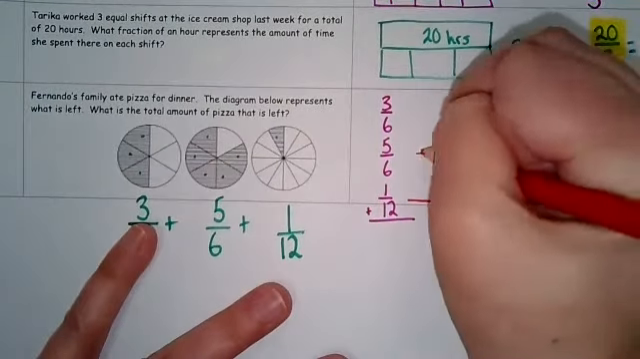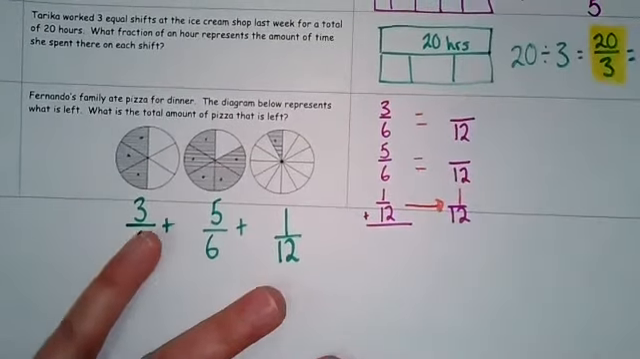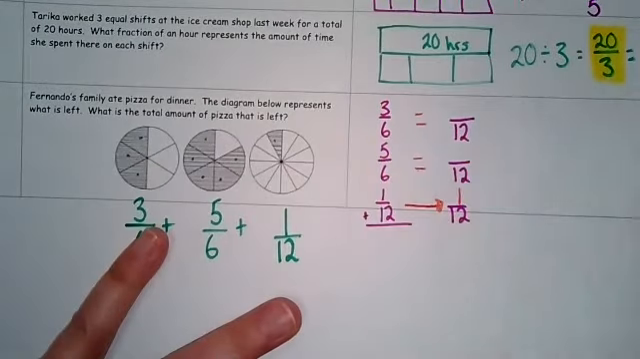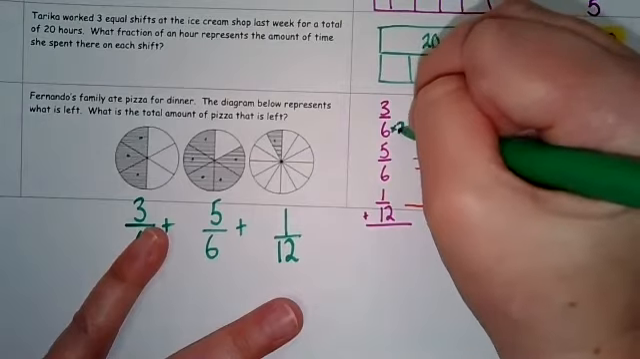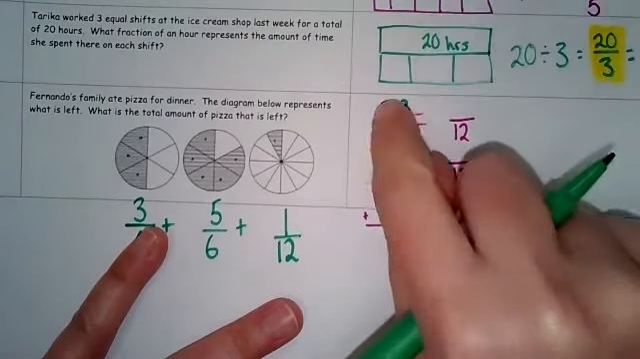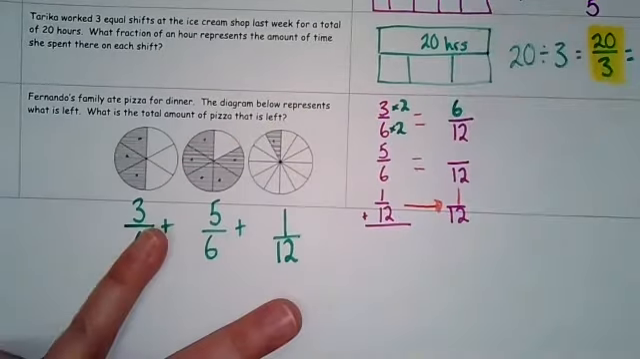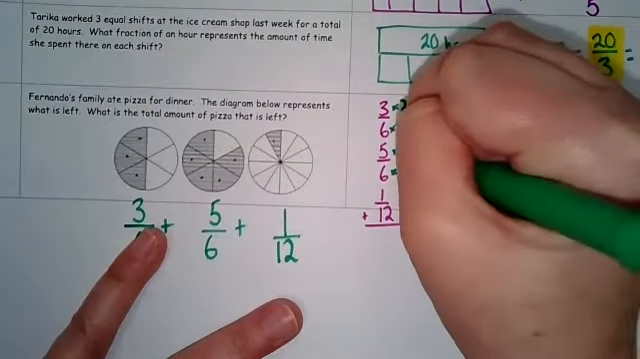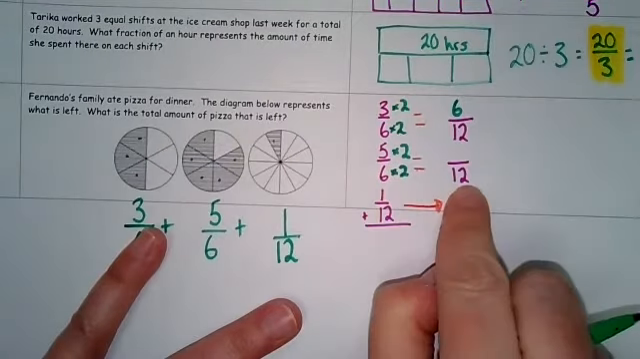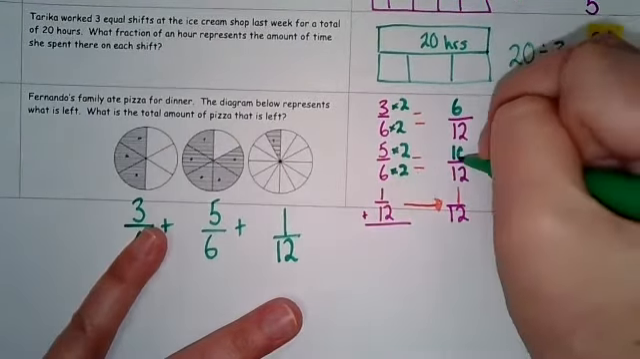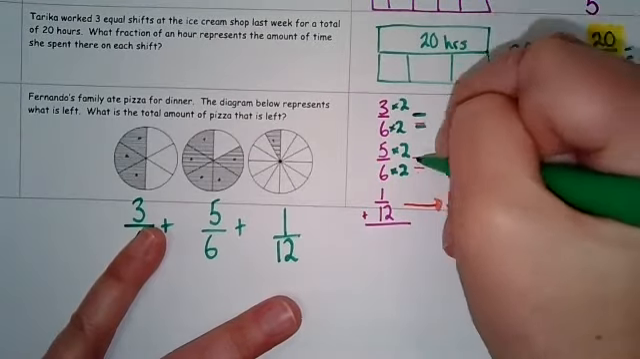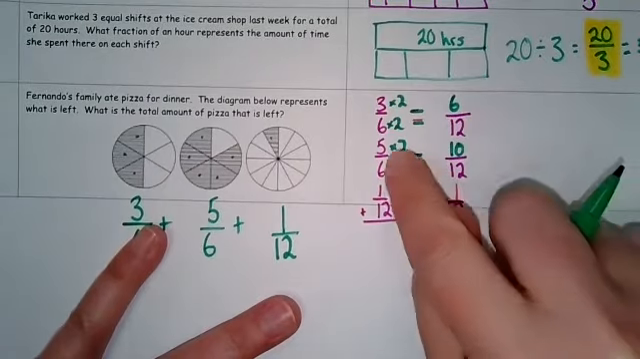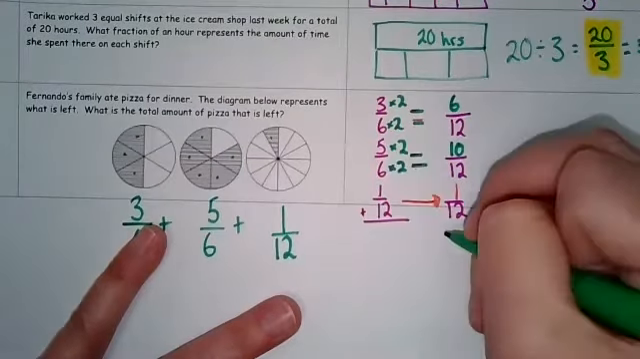Now the other two, I've got to find equivalent fractions by multiplying the top and the bottom by the same number. Well, what did I multiply 6 by to get 12? I multiplied by 2. I'm going to do the same thing to the top. 3 times 2 is 6. What did I multiply 6 by to get 12? I'm going to multiply the top and the bottom by the same number. 6 times 2 gave me 12. 5 times 2 gives me 10. So in each of these, I made an equivalent fraction. 3 6ths is equal to 6 12ths. 5 6ths is equal to 10 12ths.